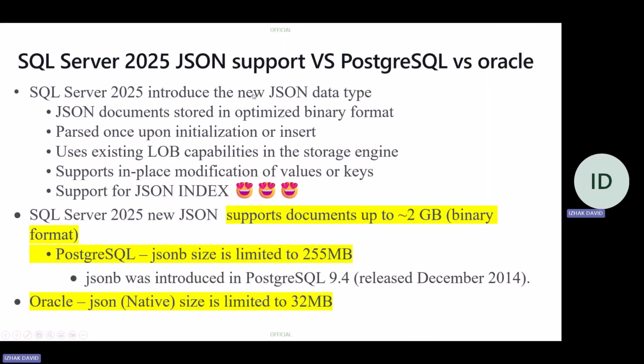SQL Server 2025 introduced a new JSON data type. It has support for JSON index. SQL Server 2025's new JSON type supports documents up to 2 gigabytes in binary format. Postgres JSONB size is only limited to 255 megabytes.